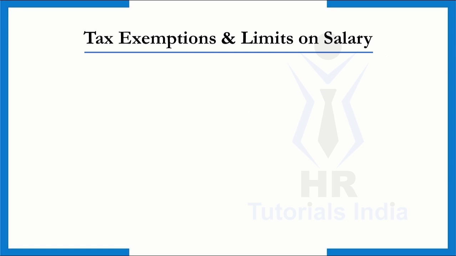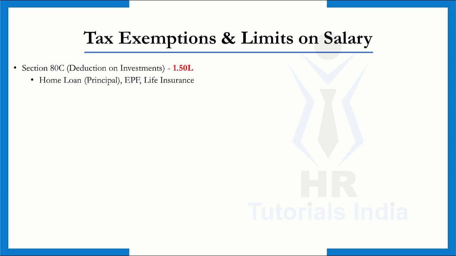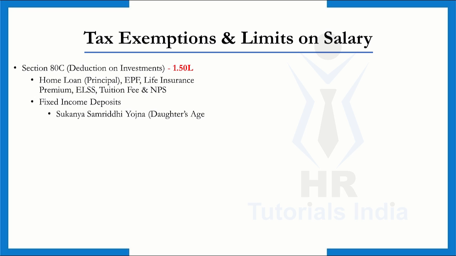Tax exemptions and limit on salary. Now let us see what are the tax exemptions and limitations on the salary. Section 80C, deduction on investments. The limitation is 1,50,000 per annum, which includes home loan principal, ETF, life insurance premium, ELSS, tuition fee, and NPS. It also includes fixed income deposits, which consist of Sukanya Samriddhi Yojana until the daughter's age reaches 21 years.